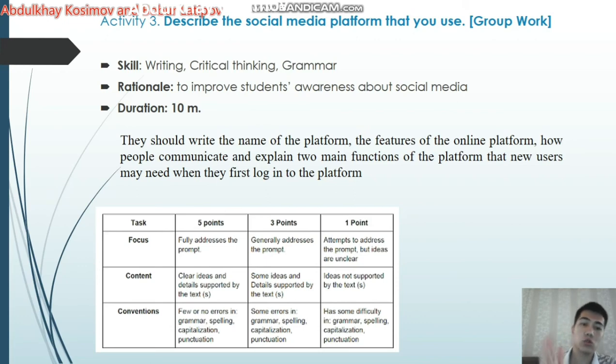First, students should write the name of the platform and the features of this online platform, for example, Facebook, Instagram, Telegram, etc. And how people communicate through this platform, and explain two main functions of the platform that new users may need when they first log into the platform in terms of privacy and safety. And here I provide a rubric.